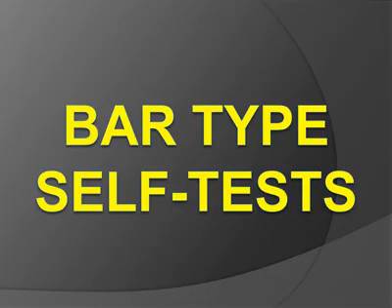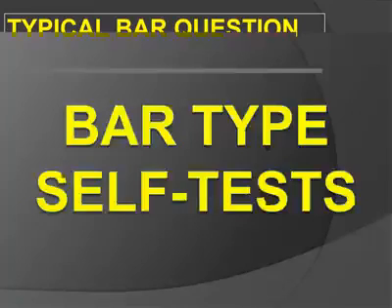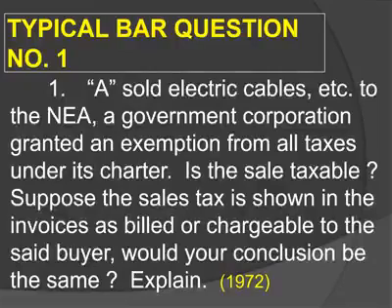So let's have a look at certain bar types here, and let's see how these questions are formulated. Let's have a look at typical bar question number 1. You notice the problem is short, even if it is a fact-centered problem. That's why you start from the very beginning. So A sold electric cables to DENEA, a government corporation, granted an exemption from all taxes under its charter. Is the sale taxable? Suppose the sales tax is shown in the invoices as billed or chargeable to the said buyer. Will the conclusion be the same?